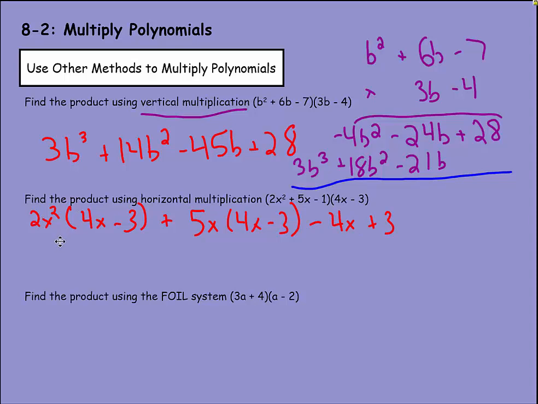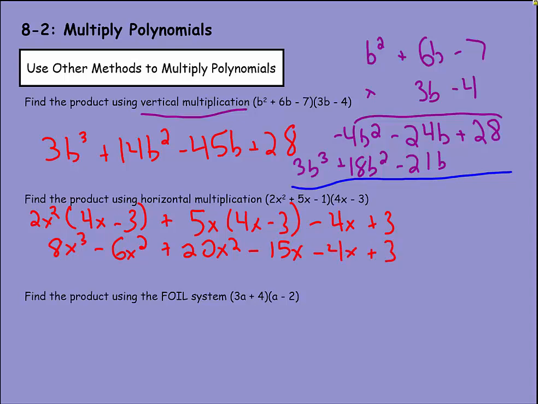2x squared times 4x is 8x cubed. Drop the minus down. 3 times 2x squared is 6x squared. Then we drop this plus. 5x times 4x is 20x squared. Drop this minus down. 5x times 3 is 15x. Then we have minus 4x plus 3.